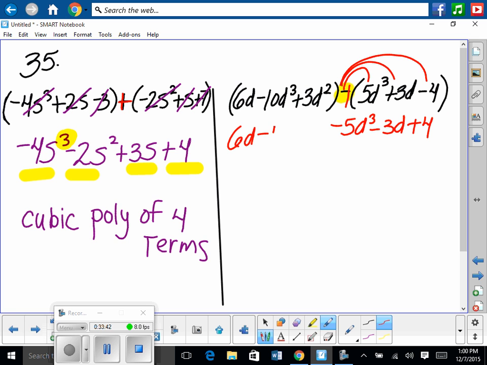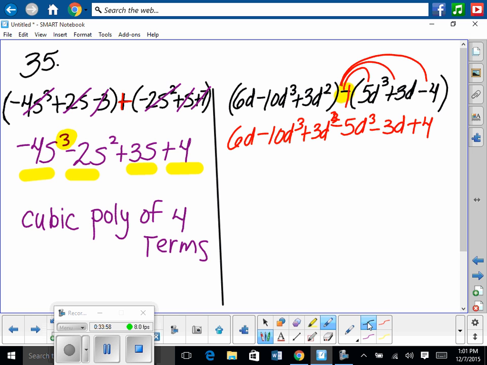So we have 6d minus 10d cubed plus 3d squareds. Okay, so let's combine like terms. Oh, 3d squareds. I wrote cubed, but it's squared. Okay. Combine like terms from here.